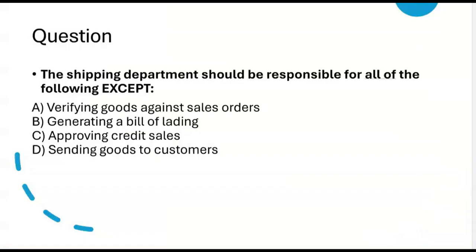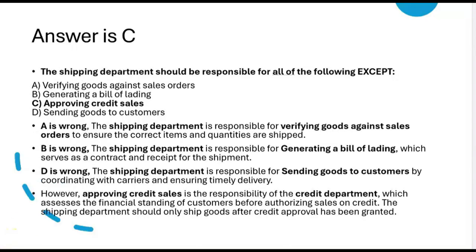All right, the shipping department should be responsible for all of the following, except A, verifying goods against sales orders, B, generating a bill of lading, C, approving credit sales, D, sending goods to customers. And the answer is C, approving credit sales. Because approving credit sales is the responsibility of the credit department, which assesses the financial standing of a customer before authorizing a sale on credit. The shipping department should only ship goods after credit approval has been granted.